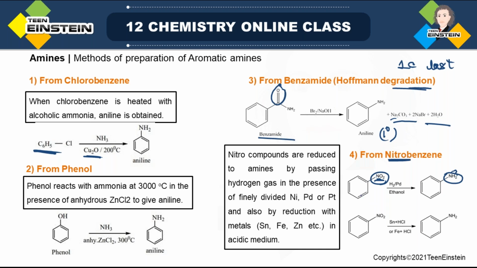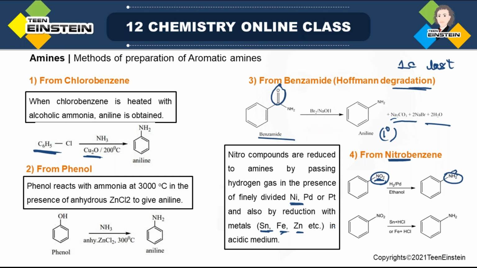Now what reducing agent can you use? You can use hydrogen gas in the presence of finely divided nickel, palladium, or platinum. This type of reagent we also use for any hydrogenation reaction, right? You can also use metals like tin, iron, Zn, but in acidic medium.